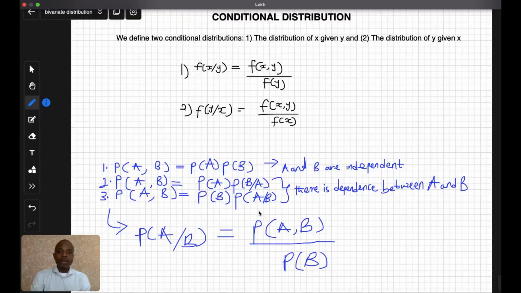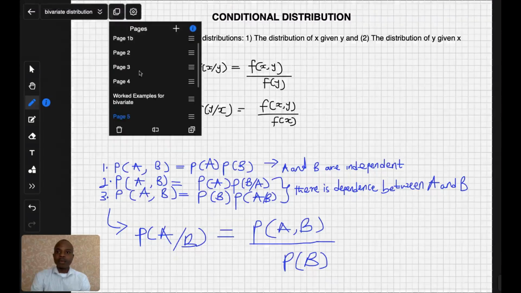But mind you, don't forget that we are dealing with a function here. It's a probability function anyway, but it's a function. All right, now we can go on. So we move on.